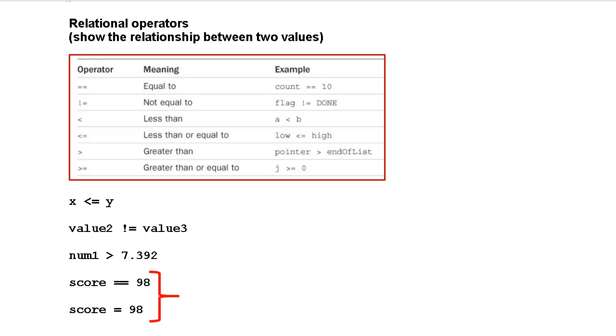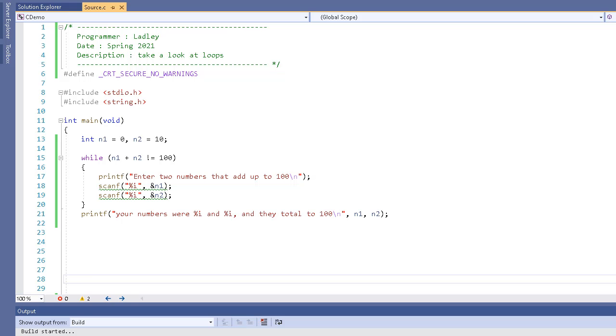But this last one is not a relational operator. It means store 98 into the score variable. Take a look at these two. The top one is testing to see if score equals 98. The bottom one says store 98 into the score variable. They're two completely different things, and people get them confused all the time. Please watch this program run, and then we'll talk about it.